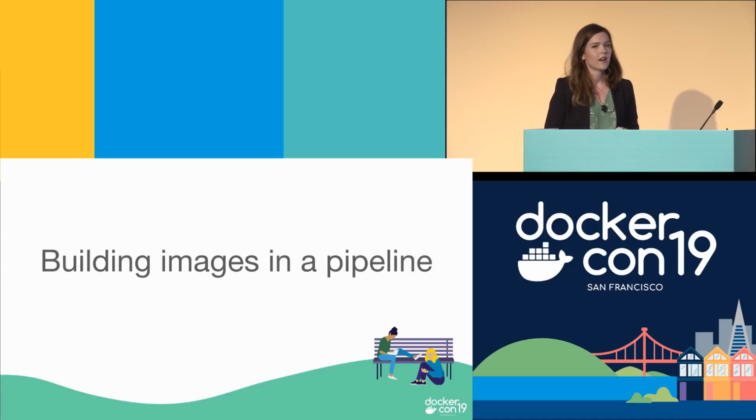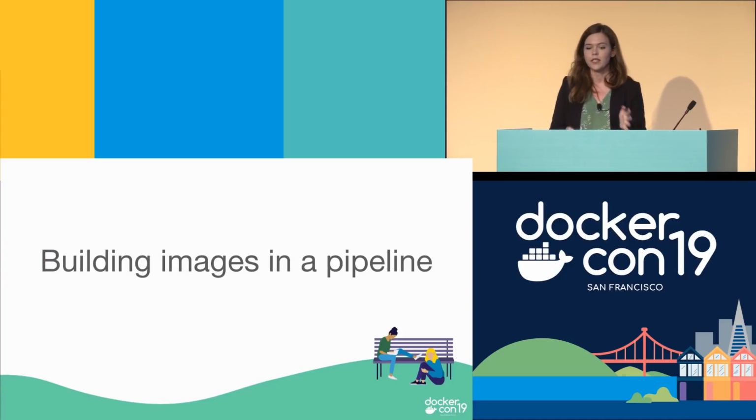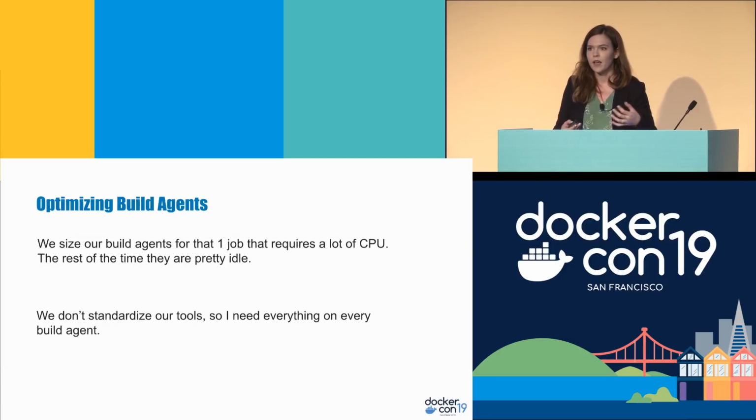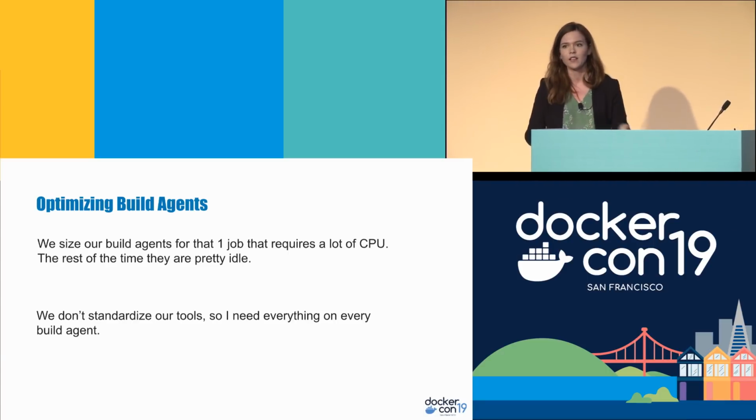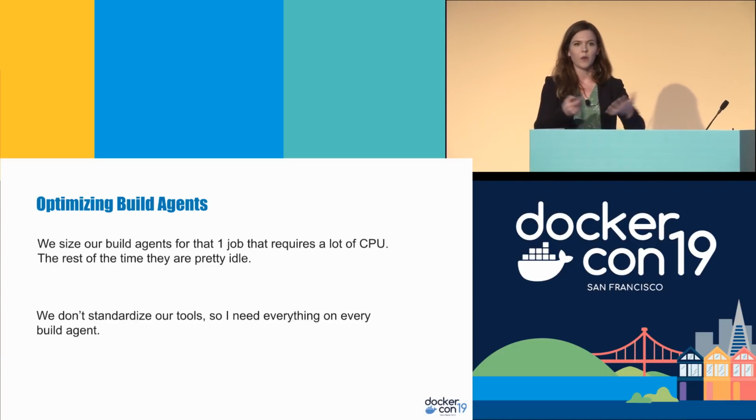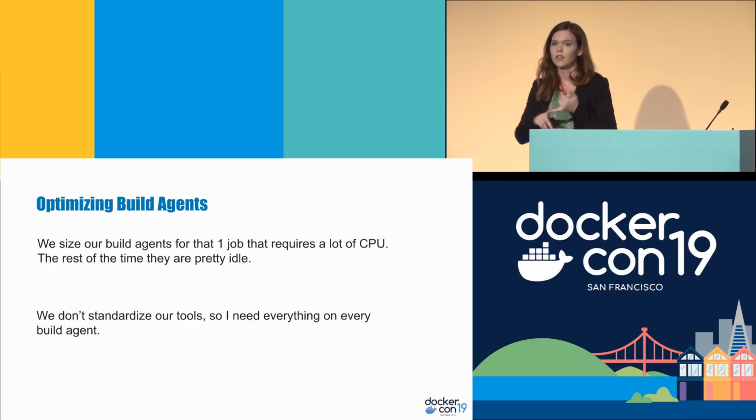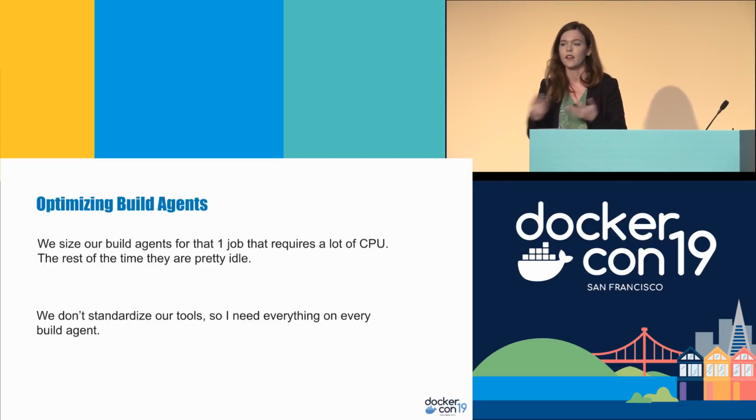So let's talk about that number one stage, building images in a pipeline. Again, we're talking about pipelines as a process, and the first process is taking your Dockerfile and just building the image so that when you have that image, you can do something like security scans, test it, and then eventually deploy it to production.